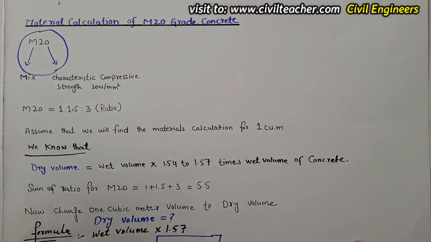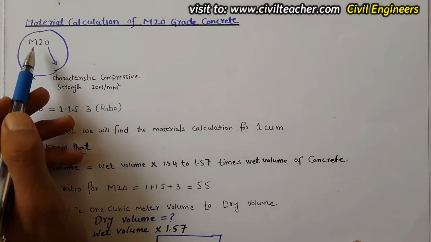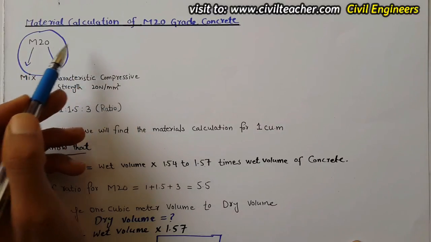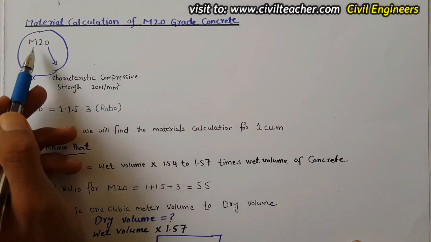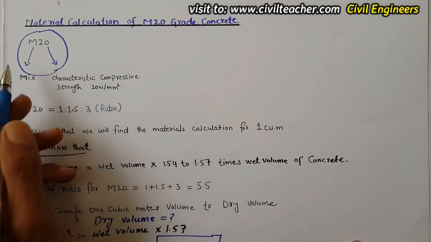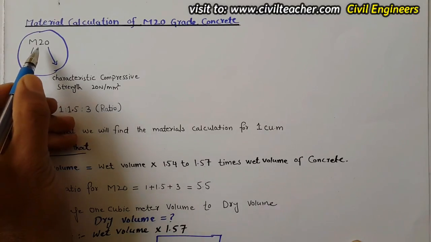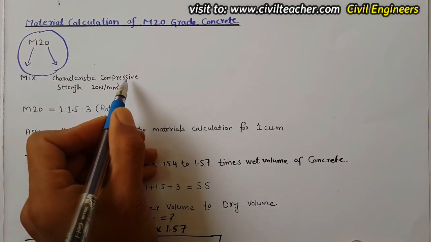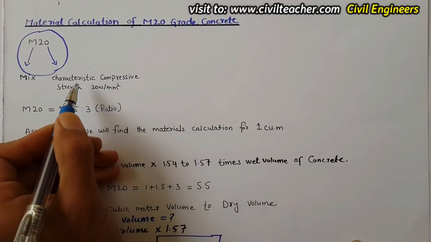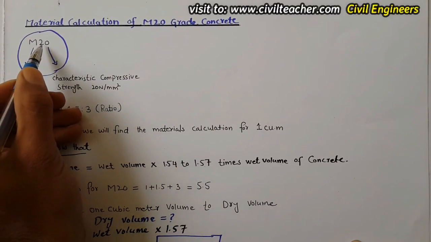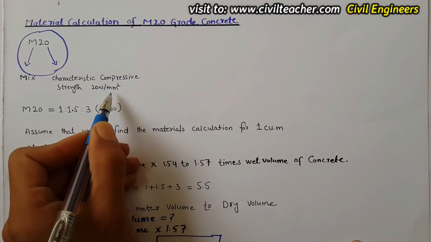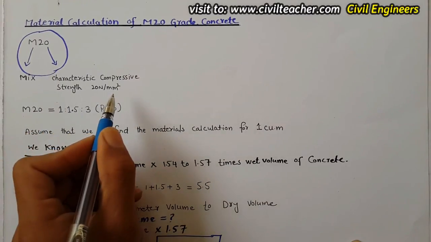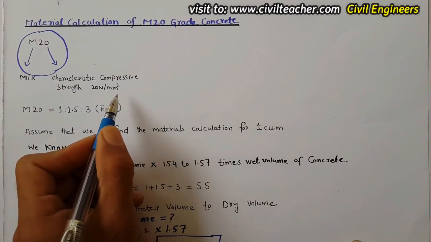Let's start. So grade of concrete we have here M20, because we have to find out the material calculation for M20 grade of concrete. M stands for mix and 20 is the characteristic compressive strength of concrete after 28 days. So 20 means 20 Newton per mm square is the compressive strength of concrete after 28 days.